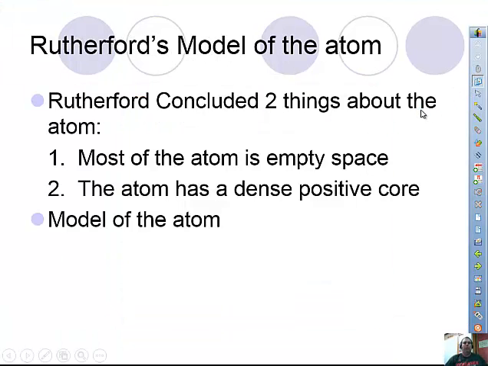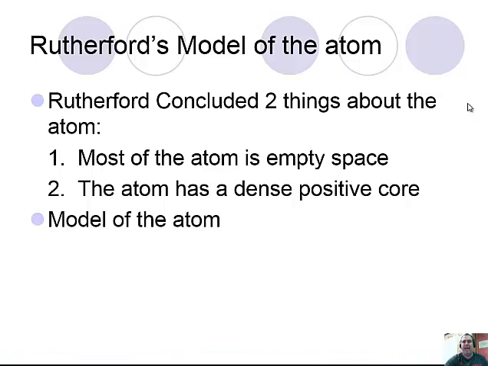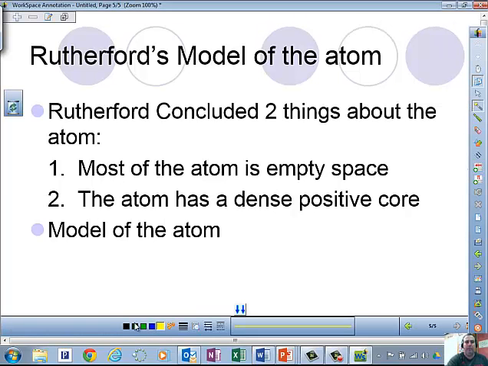So Lord Rutherford was able to conclude 2 things. Number one, most of the atom is empty space, and that's the reason why most of those particles went straight through. The second thing he found out was that instead of those positives being completely spread out, they were packed in the middle. So he said that the atom had a dense positive core. His model of the atom is going to look like this: we're going to have our circular structure here, but we're going to have a small center.